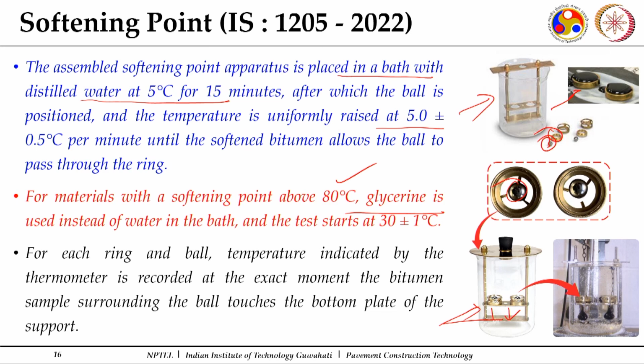So, if a binder is hard, then that particular one will require a higher temperature to experience this phase change. If a binder is soft, it may move down at lower temperatures. So, this also gives an idea about the consistency of the binder.